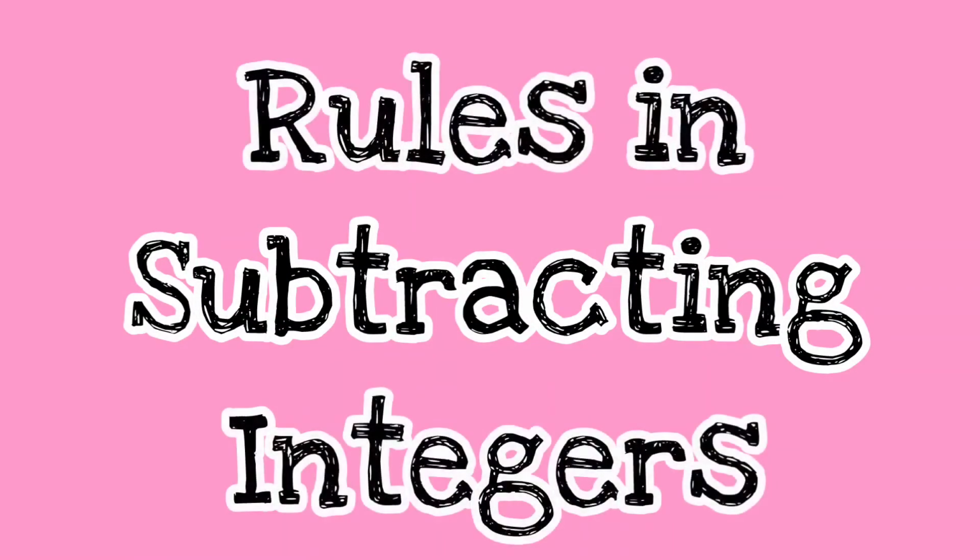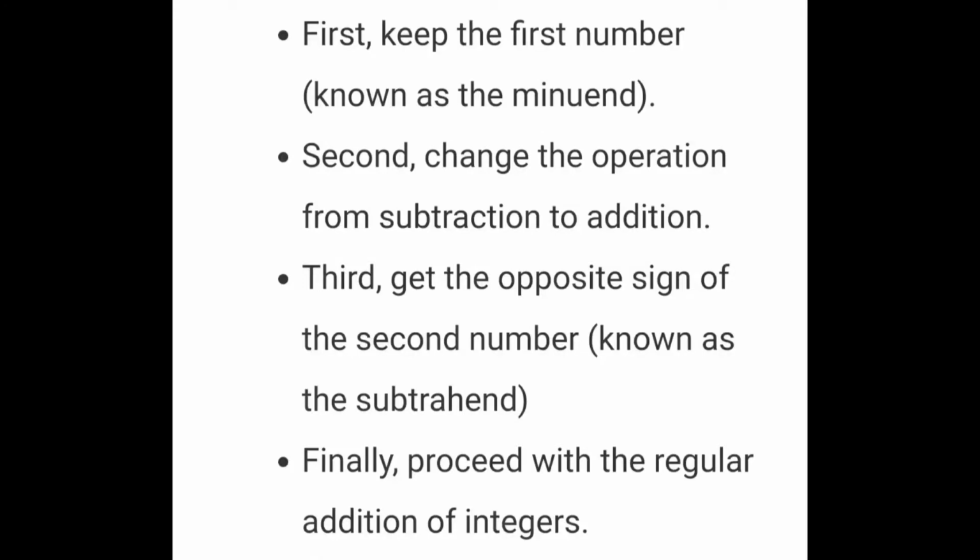Let us now discuss the rules in subtracting integers. The first thing we have to do is to keep the first number, which is known as the minuend. Second, change the operation from subtraction to addition. Third, get the opposite sign of the second number, which is also known as the subtrahend. And finally, proceed with the regular addition of integers.